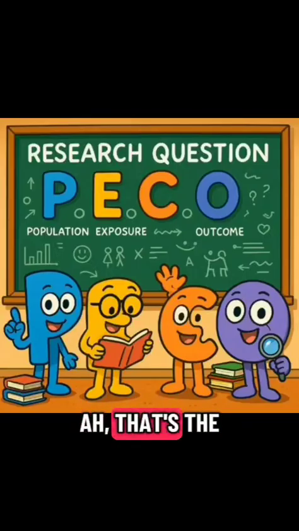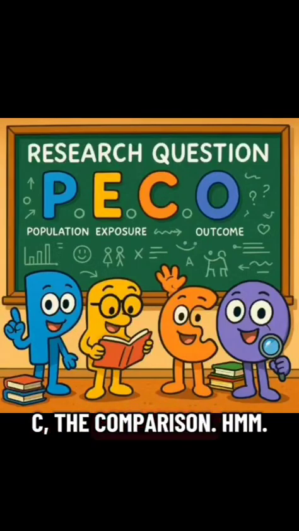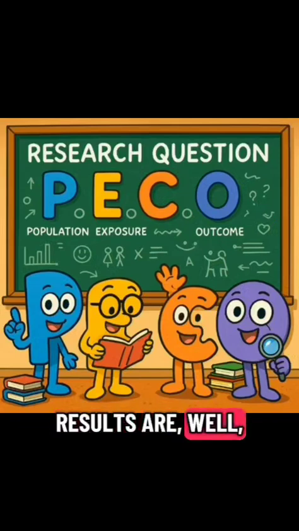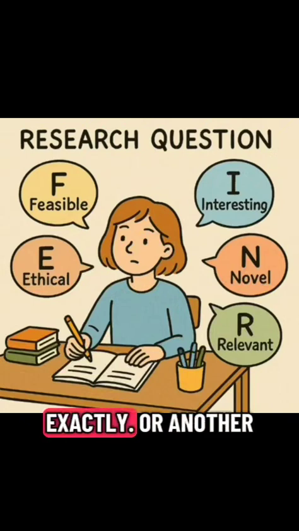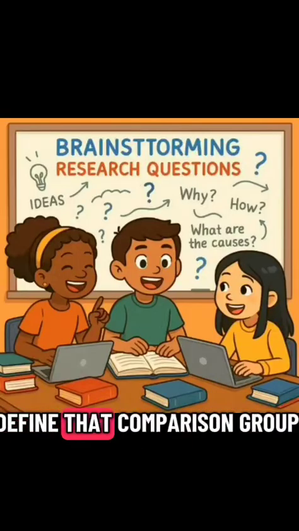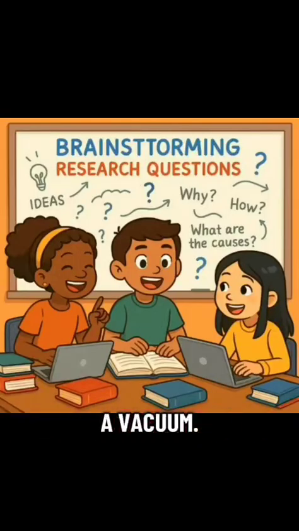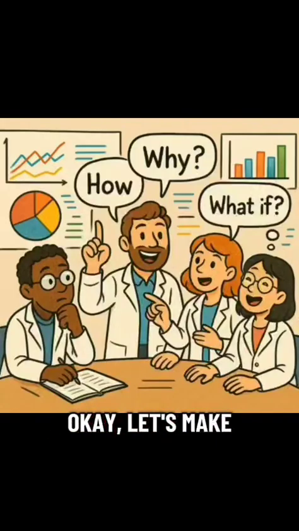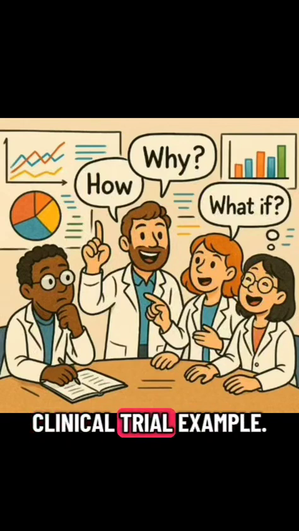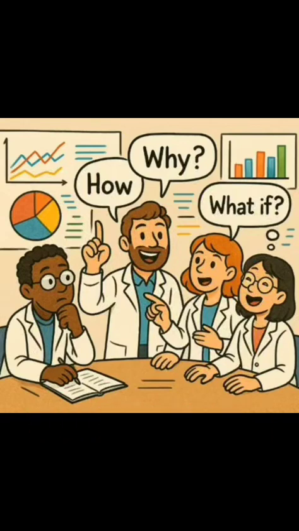But hold on, why do we need all of that? I mean, it seems a little bit like overkill. Can't you just ask, does this new drug work? Why do you need the P and the C? That's the classic trap. You need the C, the comparison. Without it, your results are kind of meaningless. Are you comparing it to a placebo? Or to the current standard of care? Exactly. Or another drug. If you don't define that comparison group, your study is just floating in a vacuum. It's fundamentally flawed. PICO forces that clarity.